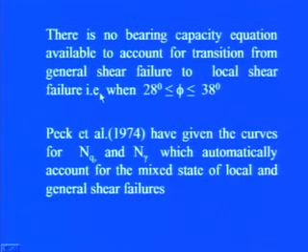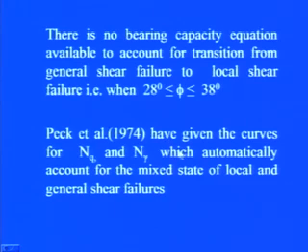Now, you will find that there is no bearing capacity equation available to account for the transition between the general shear failure case and the local shear failure case. We know that the general shear failure case takes place when the phi value is greater than 38 degrees, whereas the local shear failure case applies when phi is less than 28 degrees. But between 28 and 38 degrees, there is no bearing capacity equation.